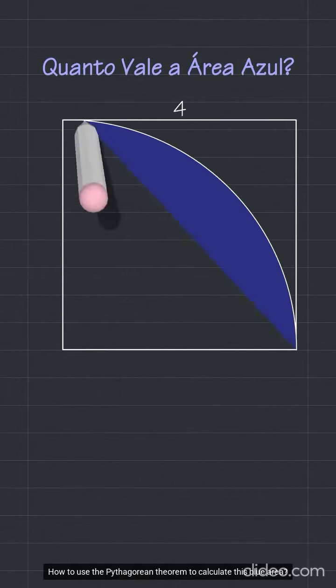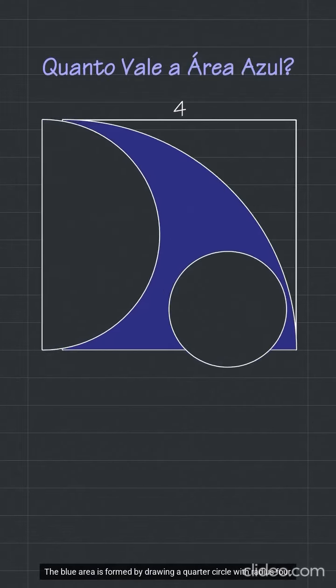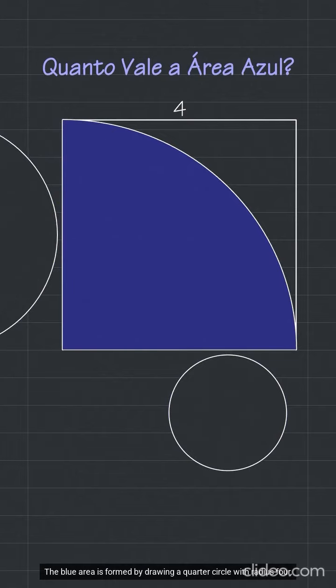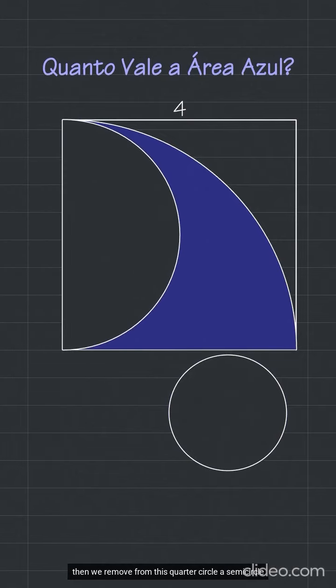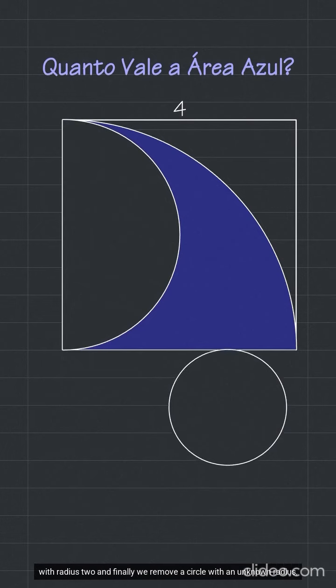How to use the Pythagorean theorem to calculate this blue area. The blue area is formed by drawing a quarter circle with radius 4. Then we remove from this quarter circle a semicircle with radius 2, and finally we remove a circle with an unknown radius.